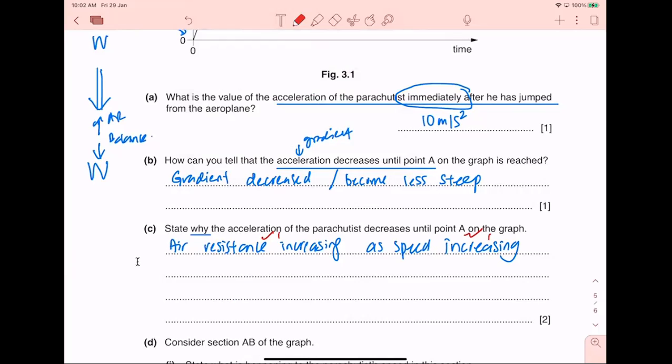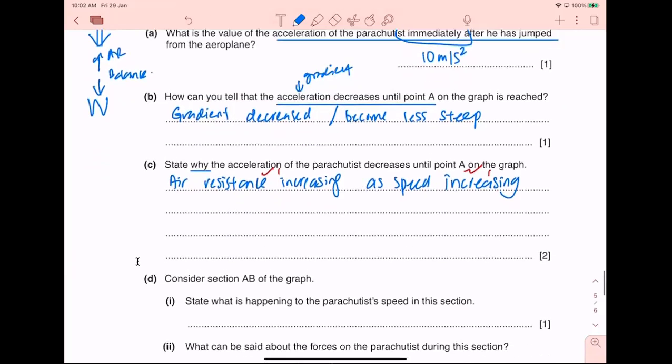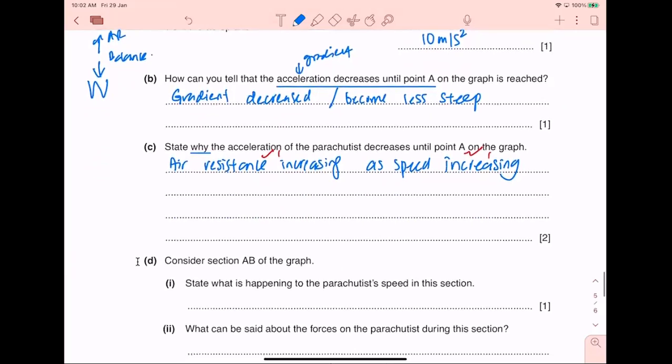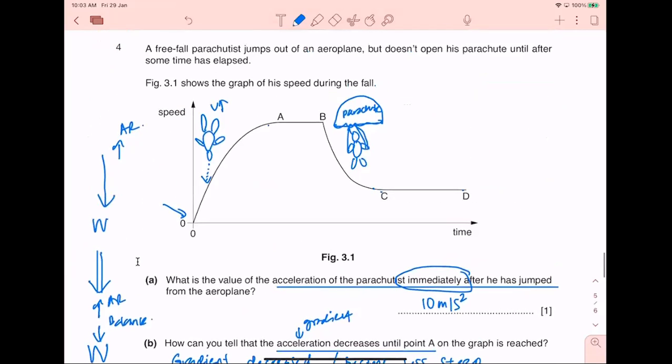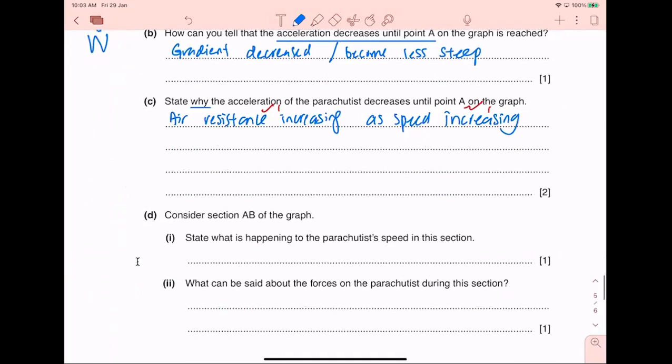Okay. So next one, we consider section AB of the graph. What is happening to the parachutist's speed in this section? So you can see section AB of the graph. What happened to the speed? Like I said, this is still a speed time graph. You can say that the speed is constant, or you can say it stays the same.